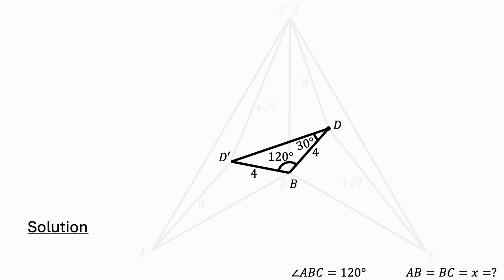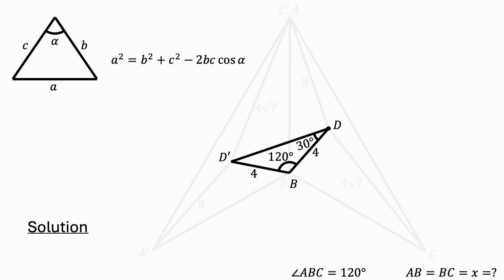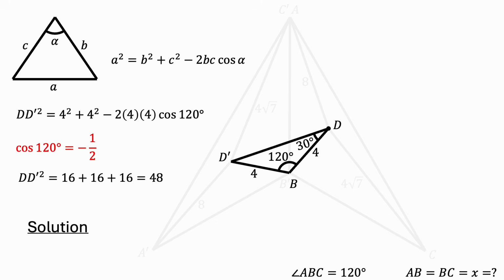Next, let us apply the law of cosines to triangle BDD prime. Given a triangle with these dimensions, the law tells us that a squared equals b squared plus c squared minus 2bc cosine alpha. Using the law of cosines, we have DD prime squared equals 4 squared plus 4 squared minus 2 times 4 times 4 cosine 120 degrees. Since cosine 120 degrees equals minus half, we get DD prime squared equals 16 plus 16 plus 16, which equals 48. So DD prime equals 4 square root 3.